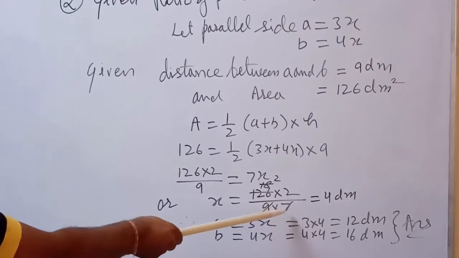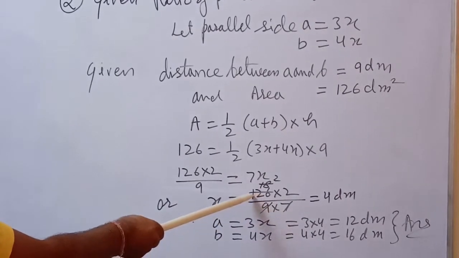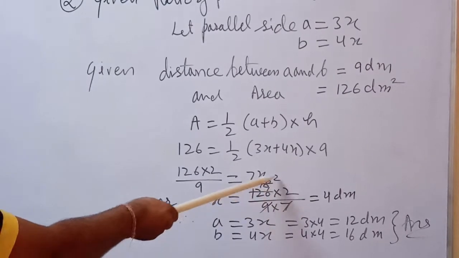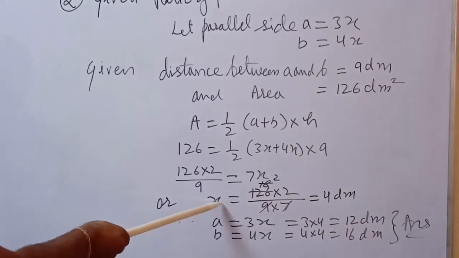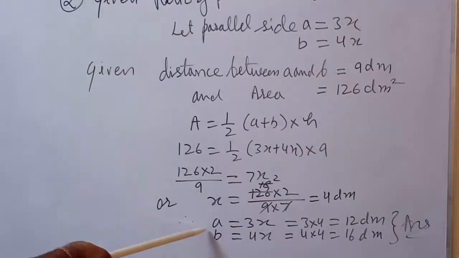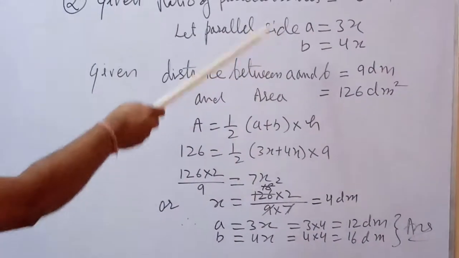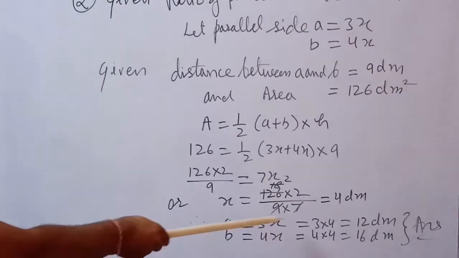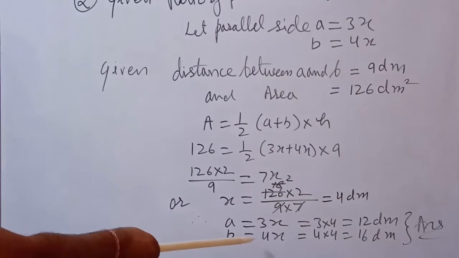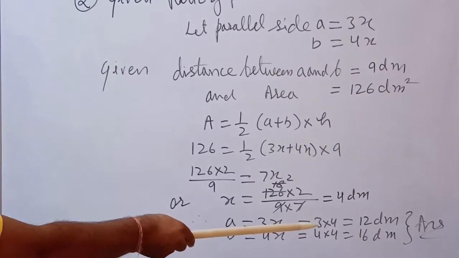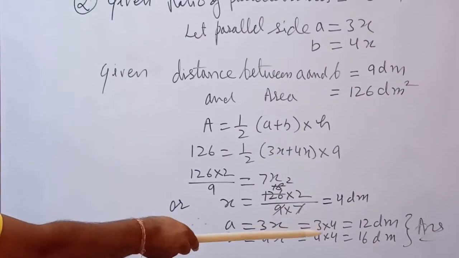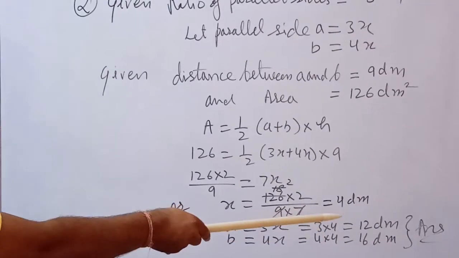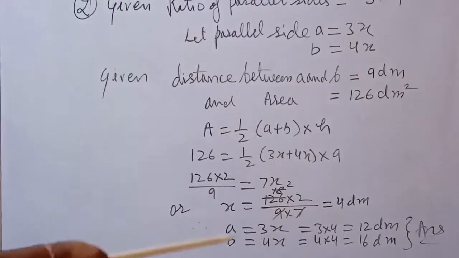So 9 into 7 is 63, and 126 into 2 upon 63 gives 4 dm, which is the value of x. Now the values of A and B, the parallel sides: A equal to 3x, that is 3 into 4, that is 12 dm, and B equal to 4x, that is 4 into 4 equal to 16 dm. So these are the dimensions of the parallel sides, 12 and 16. That is your answer. In that manner you will do sum number 2.